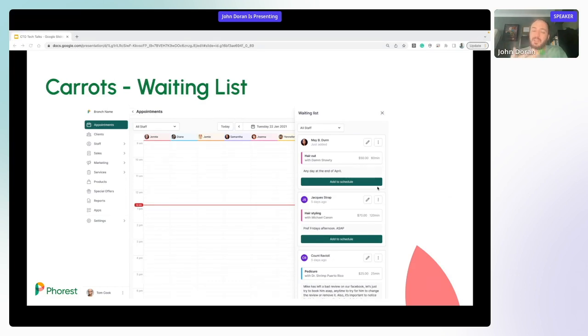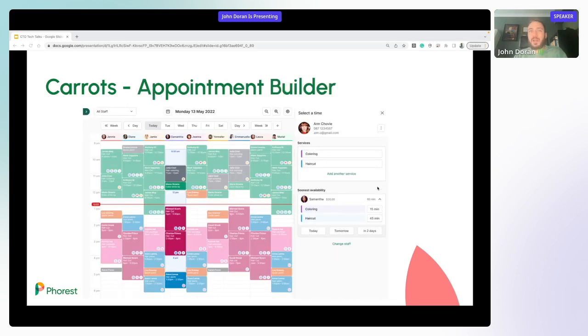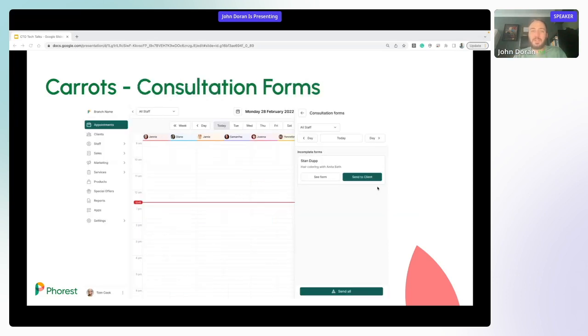So waitlist, we had this on our user voice for 8 years. Please improve the waitlisting for us. So we did, but only in the new app. So you have to come to the new app and use that if you want to use it. Appointment builder as well is a really quick way to find slots. And again, this is something we only built in the newer version of Forest. Same with consultation forms, so people can see who's due a consultation that day and they can fill it out.